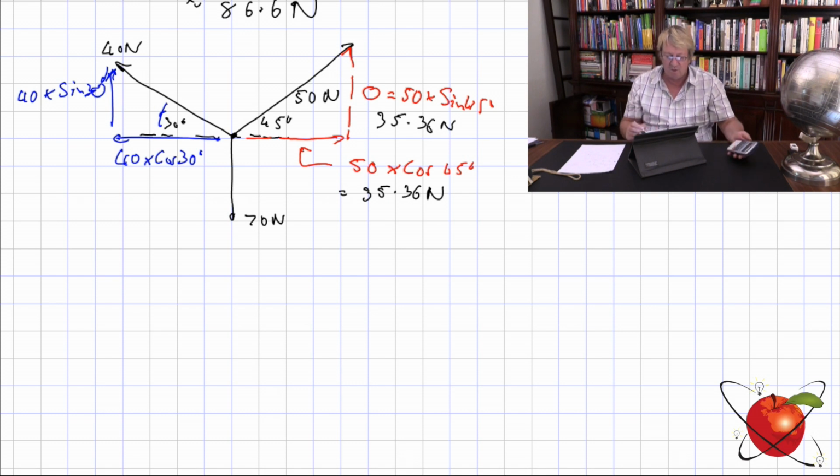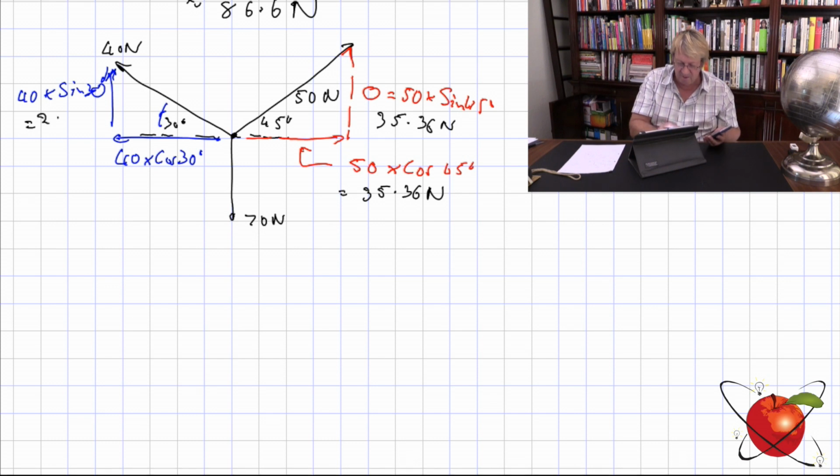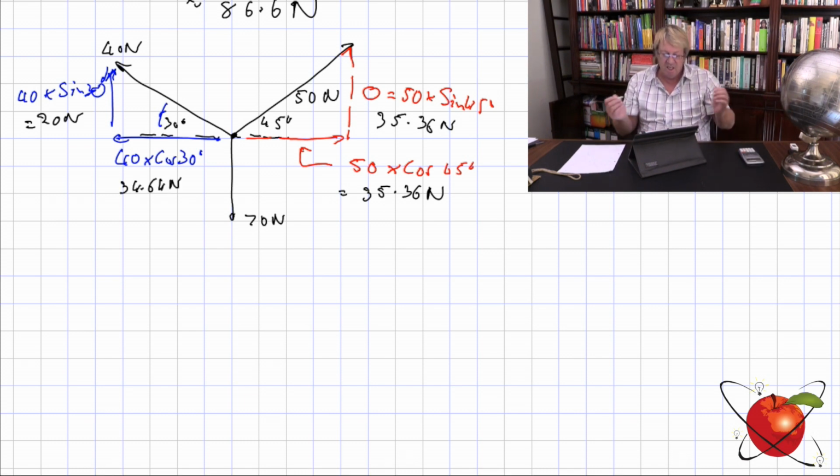Right? So now what have we got? Let's look at the other side. 40 times sine 30 is going to be equal to 20 newtons. And 40 times cos 30 is going to be equal to 34.64. That one. Right? Now we can say, let us have a look horizontally first.